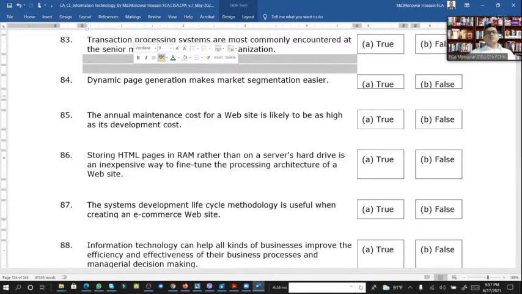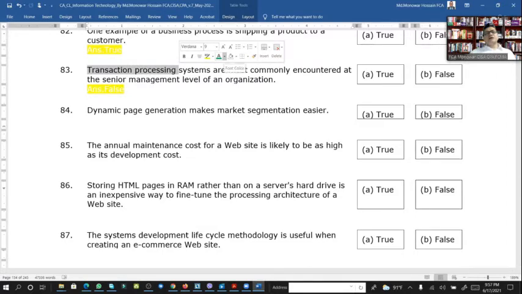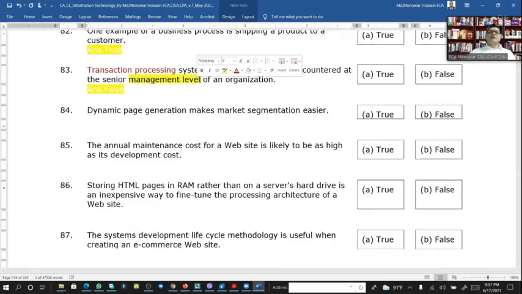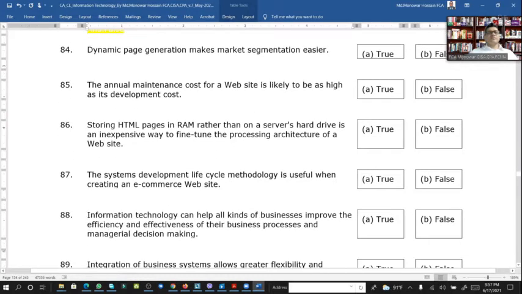Transaction processing systems are most commonly encountered at the senior management level of organizations. So it will not be true, it's false, because transaction processing goes to the operational level, not the senior level or management level. Management level does the decision support system, but transaction processing systems work at the lower level of management. So that's why it's false.